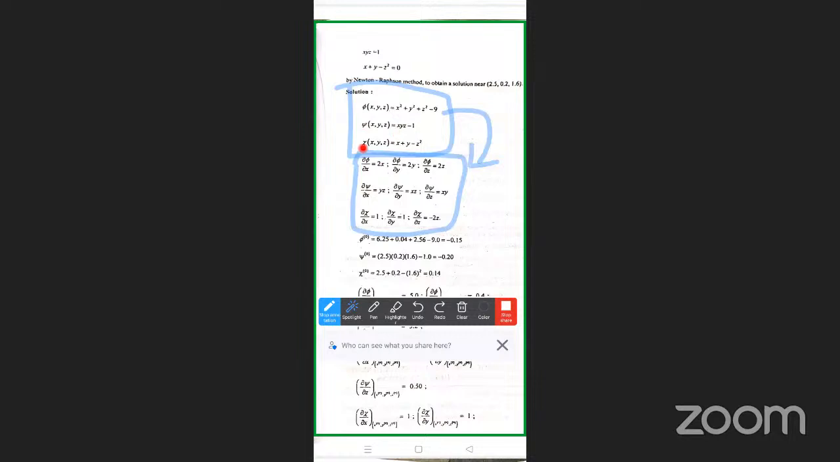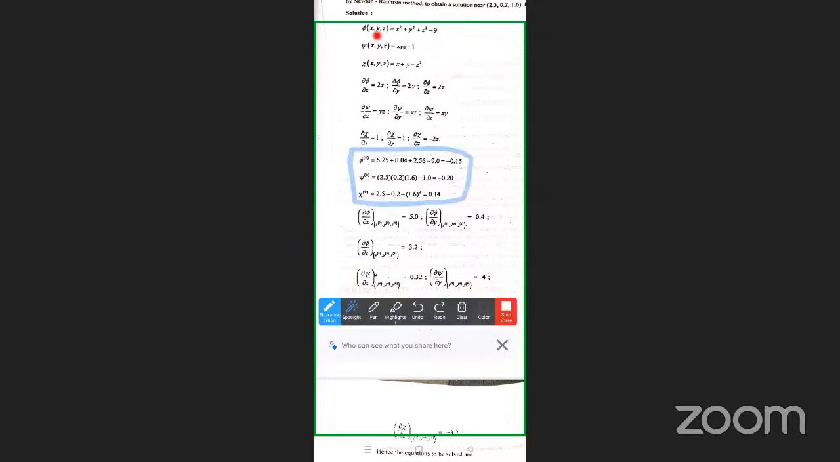So next, gamma of 0 is equal to x naught plus y naught minus z naught square. So these are the zeroth derivatives of zeroth approximation or iteration values of phi, psi, gamma. So minus 0.15, 0.20, 0.14.